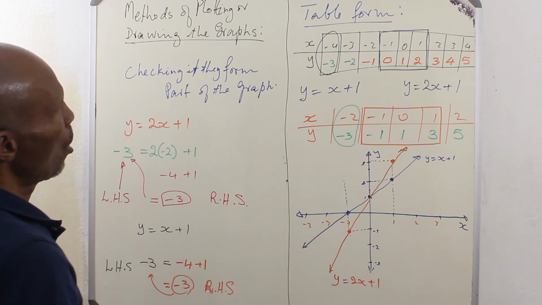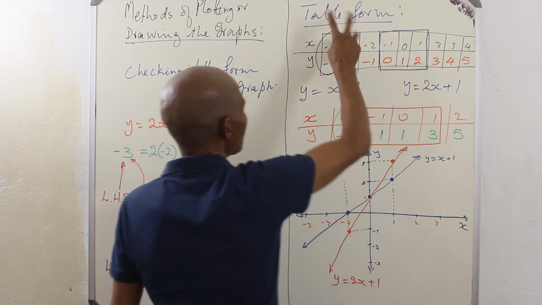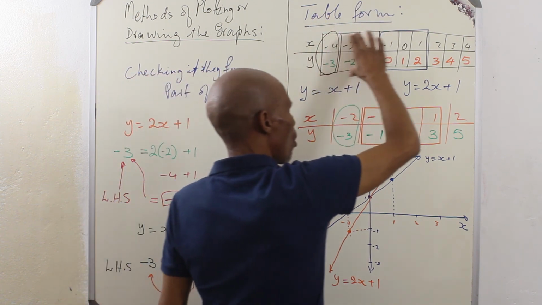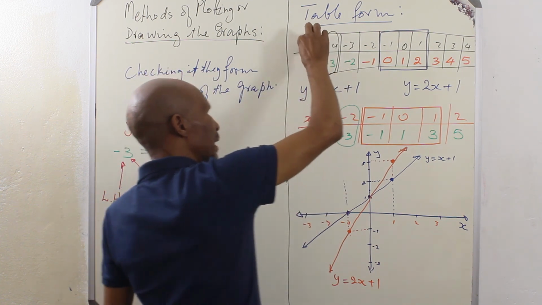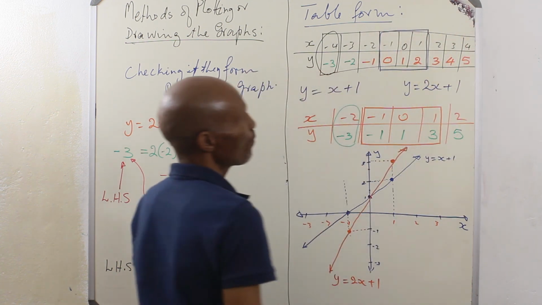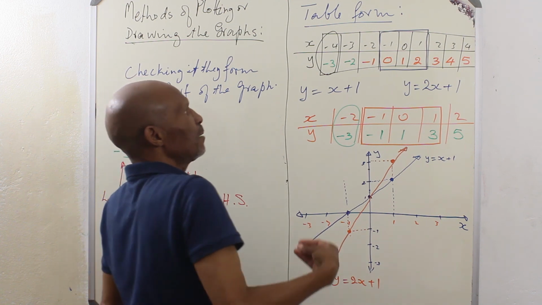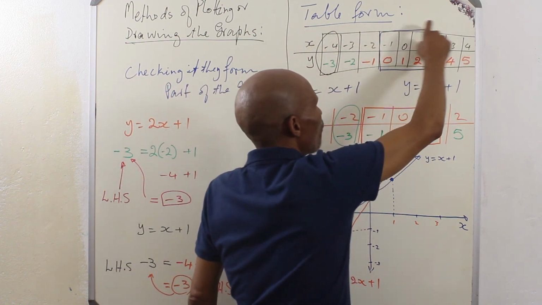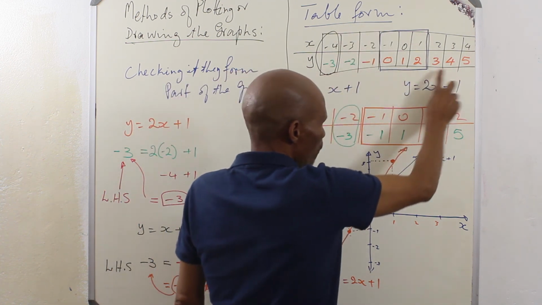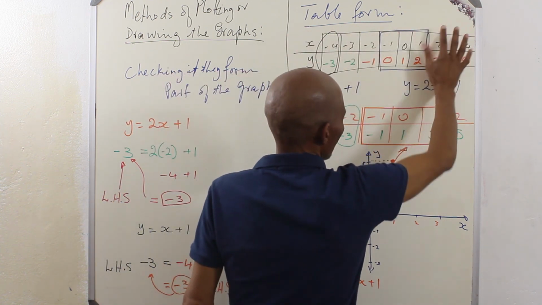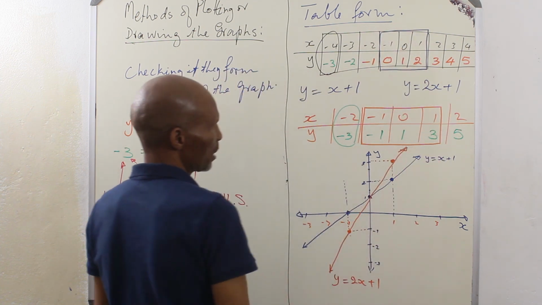This is how you draw a graph using a table form. Firstly, you draw a table of x versus y. You give values for x, because x is independent. Then you use the values of x in a function to process the values of y. Then the table is full. You pick 2 or 3 points into a plane, you join them using a ruler.